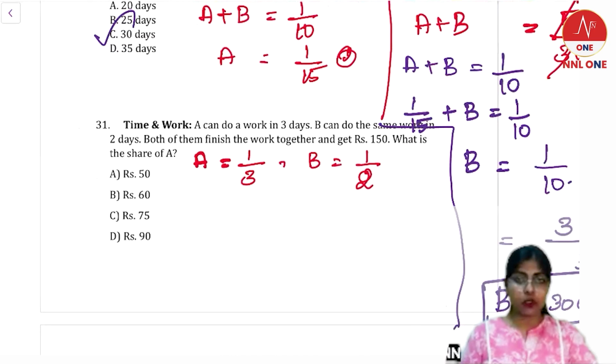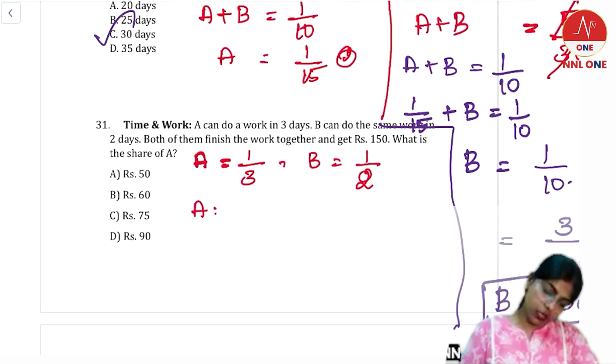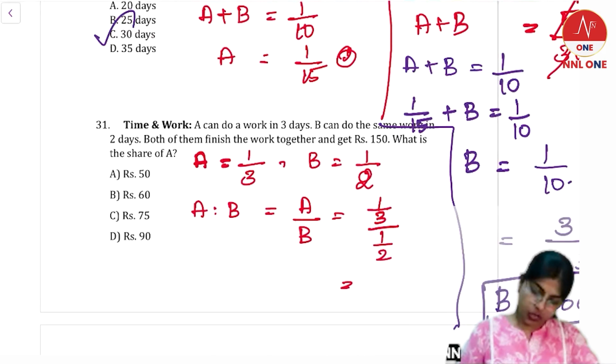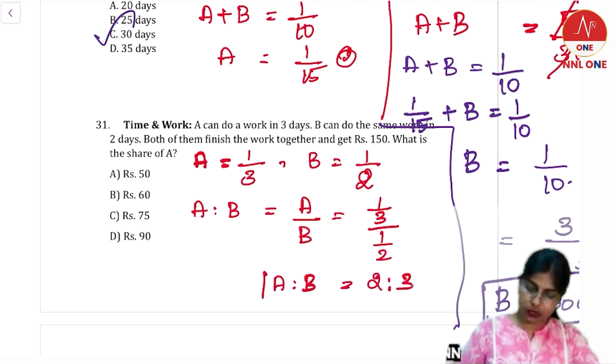Actually, I told you 3 steps to follow before approaching time and work problems. Now we have found out the 1 day work done. Then we are going to find out the ratio. If they are asking about the share, I told you to follow these steps. Okay, now we are going to find the ratio. So what is A is to B? A is to B can also be written as A by B. What is A by B? What is the value of A? 1 by 3. What is the value of B? 1 by 2. So the resultant answer, A is to B, is 2 is to 3.